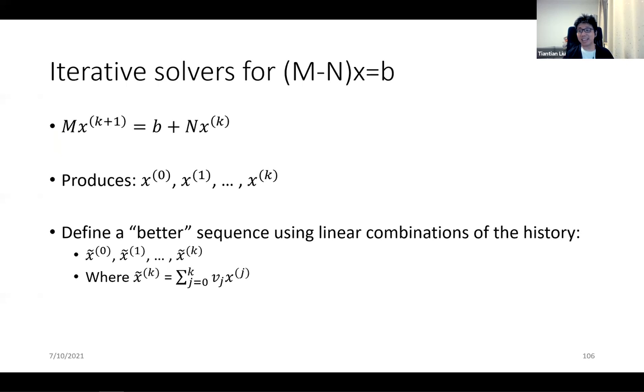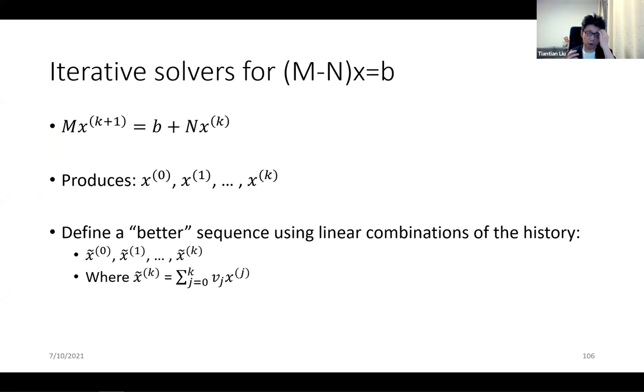So the key idea with semi-iterative is to start from a Jacobi iteration. For example, we can use the diagonal part of the A matrix to set up our M matrix. As we know, the Jacobi iterations usually converge super slowly.